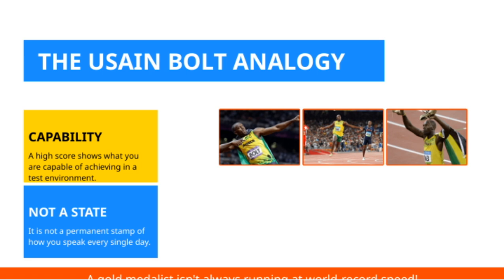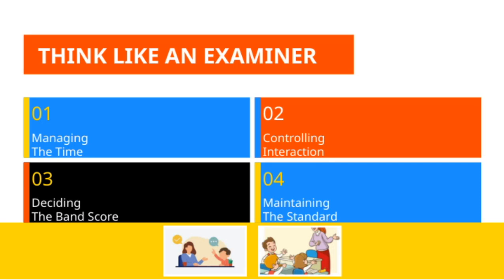Think of it like the Usain Bolt analogy. Just because someone runs a really fast race once doesn't mean they're always at that speed. It shows what's possible under certain conditions, but it doesn't define them completely. So remember, a high score or a medal is about capability, not necessarily a permanent state. It's a moment that highlights what you can do when the conditions are right or when you put in your best effort. And that's a powerful reminder that our true measure is often about potential and growth, not just a single achievement.